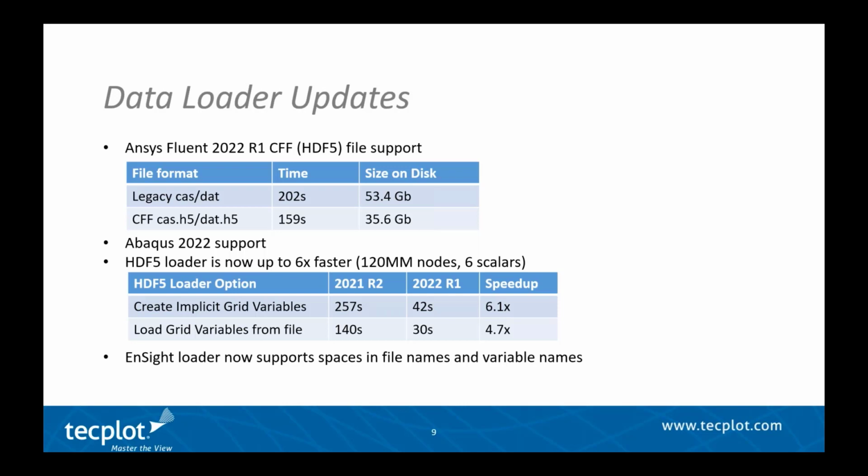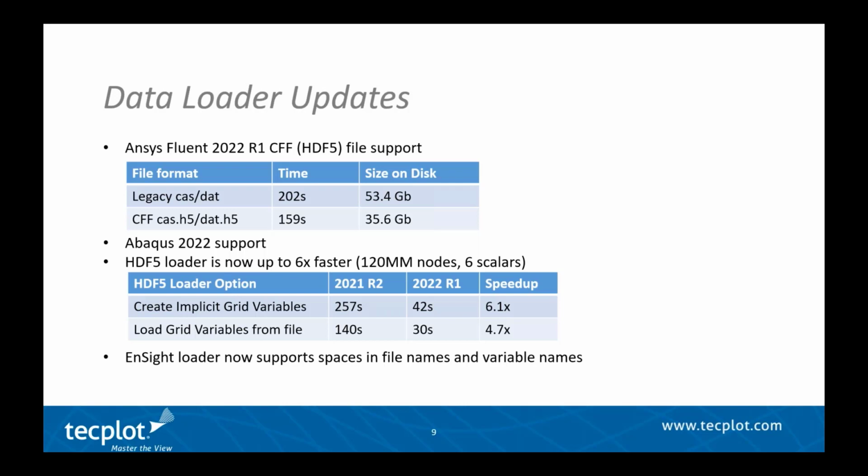If you're still using the legacy format, I understand that maybe you have some other post-processing routines that you're using, but I'd encourage you to try that HDF5 format. I think you'll see good benefit from it. ANSYS also reports that it's faster to write in addition to being smaller on disk. So a pretty nice addition there. Abaqus 2022, not a lot to say there, but we have updated our libraries to support the Abaqus 2022 file format.